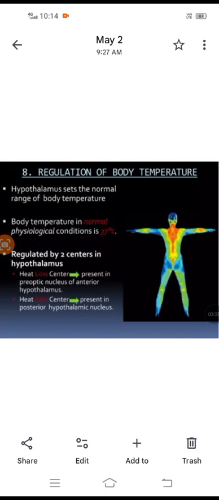Regulation of body temperature. So hypothalamus is a temperature regulation center. Hypothalamus sets the normal range of body temperature. Normal physiological body temperature is 37 degrees Celsius, regulated by two centers in the hypothalamus: heat loss center as well as heat gain center. Here heat loss center is present in preoptic nucleus of anterior hypothalamus, and heat gain center is present in posterior hypothalamic nucleus.